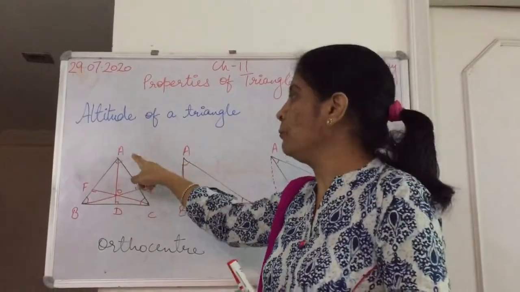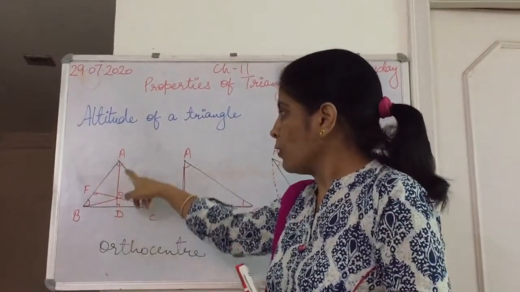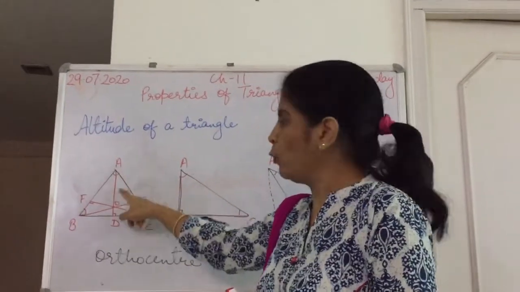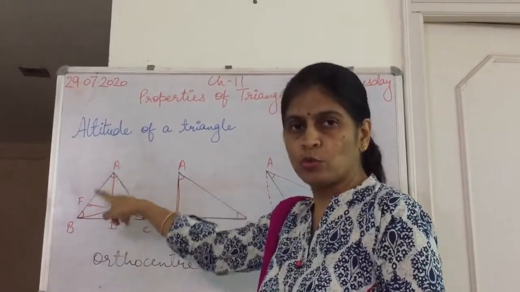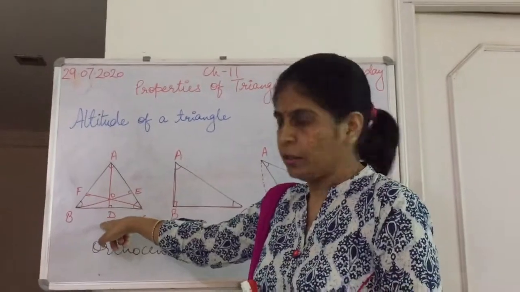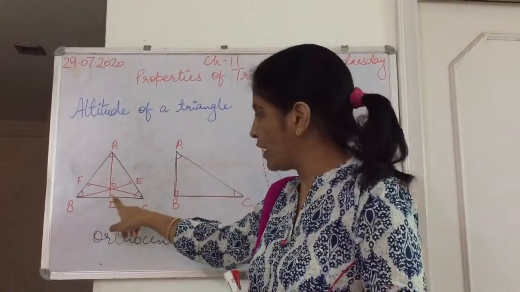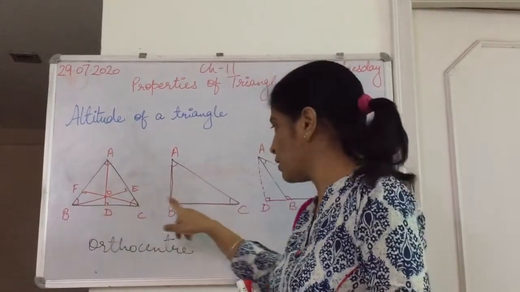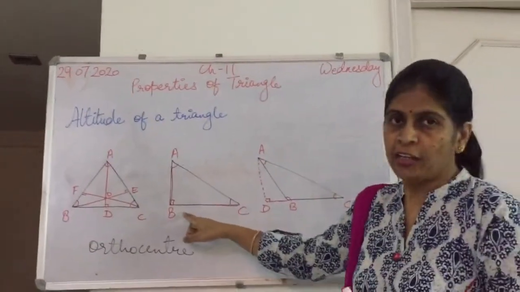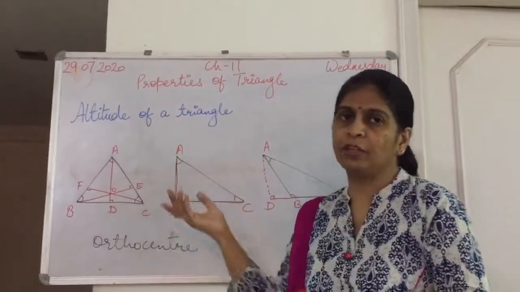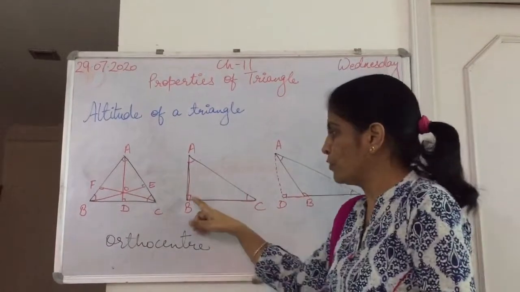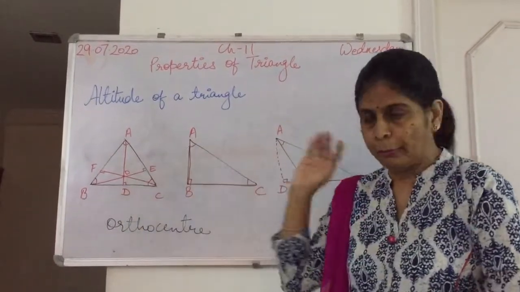Now again I am repeating, what is altitude? Altitude is nothing but a line drawn perpendicular from one vertex to the opposite side. And when we say perpendicular, it means making an angle of 90 degrees. You can see in this right angle triangle, the side itself will become the perpendicular, so there is no need to draw another perpendicular.